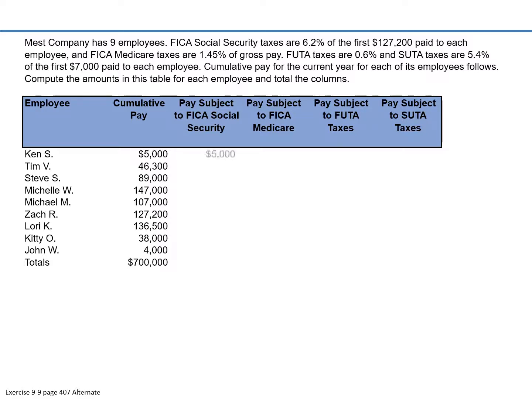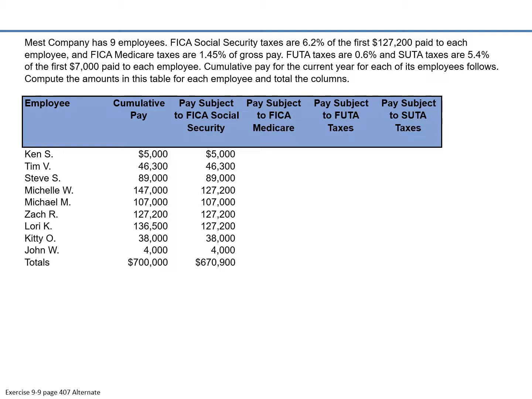All right, so pay subject to Social Security. It's everything up to $127,200. So it's going to be equal to their cumulative pay until you get to Michelle. Only $127,200 of hers is subject. All of Michael and Zachary's salaries are subject to Social Security. Lori's only $127,200. And then all of Kitty and John's wages.